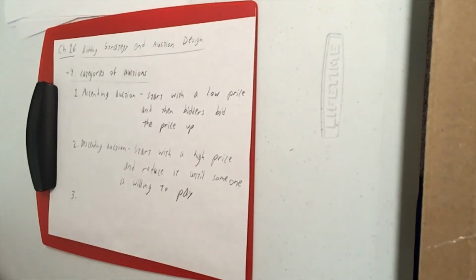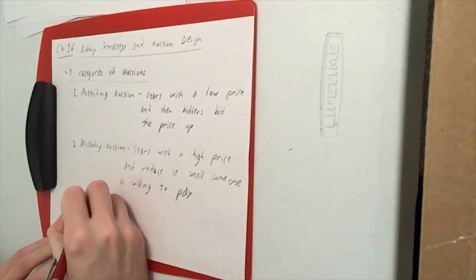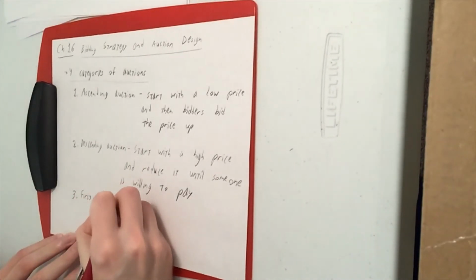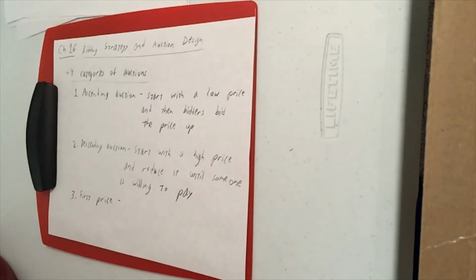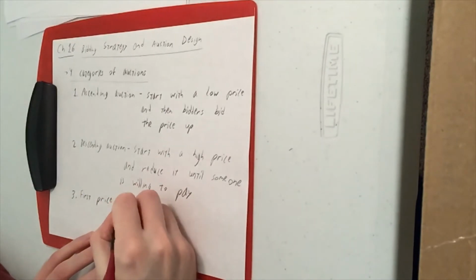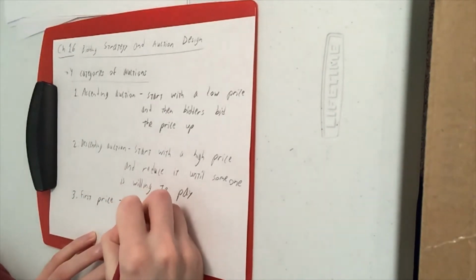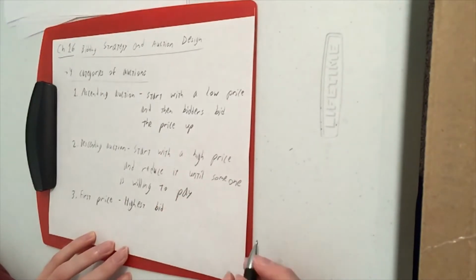And there are also some other variations. Most auctions you're familiar with are a first price auction. By that we mean the winner is the one who makes the highest bid, and they pay what they bid. So if you bid 90 and you win the auction, you pay 90.